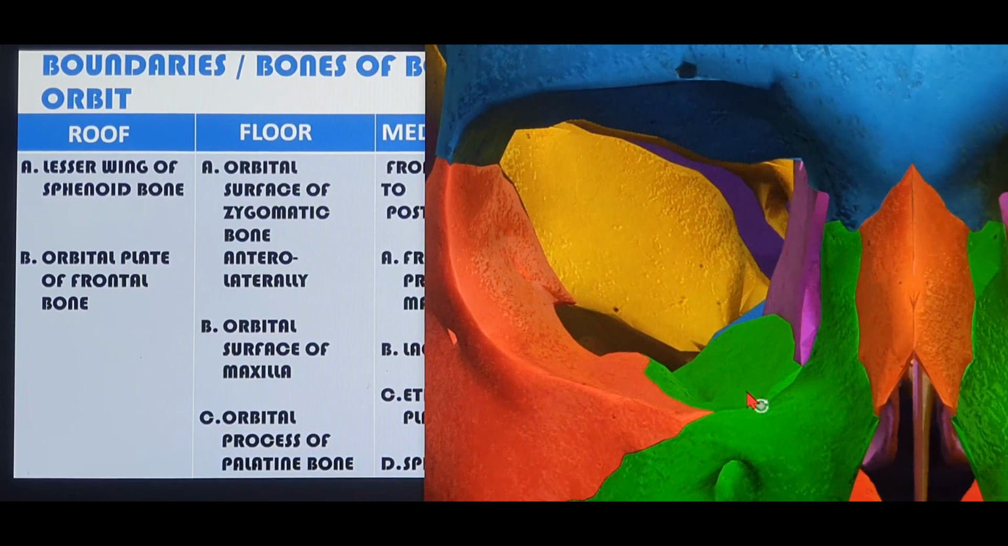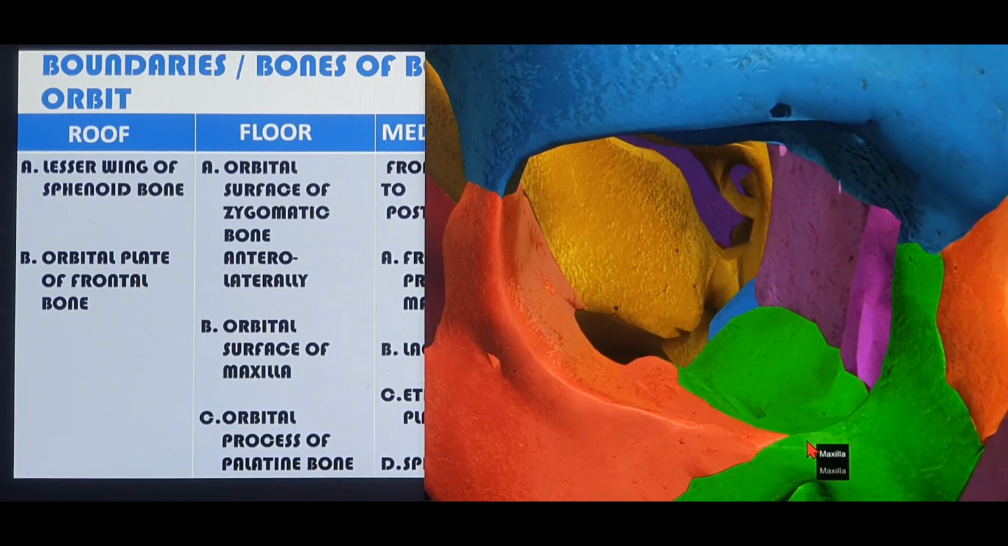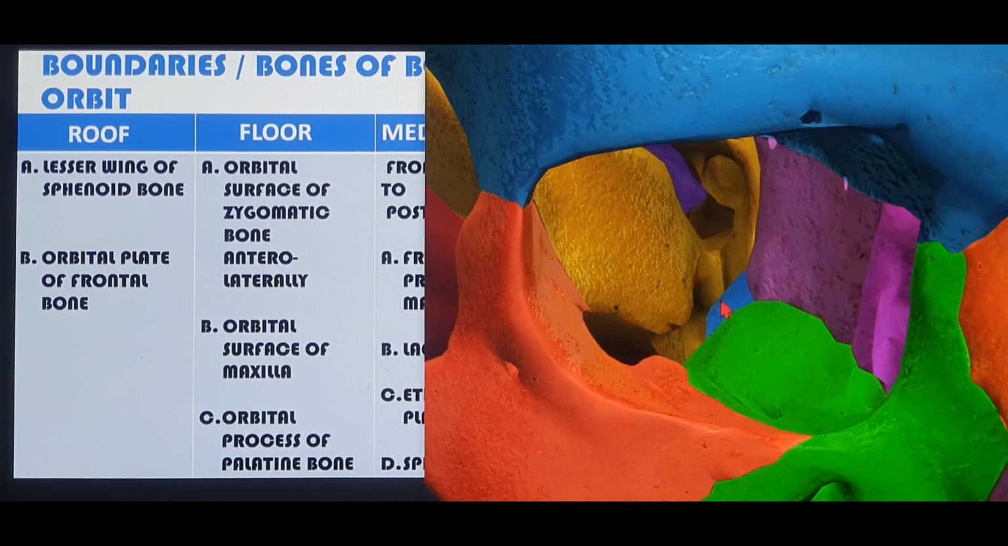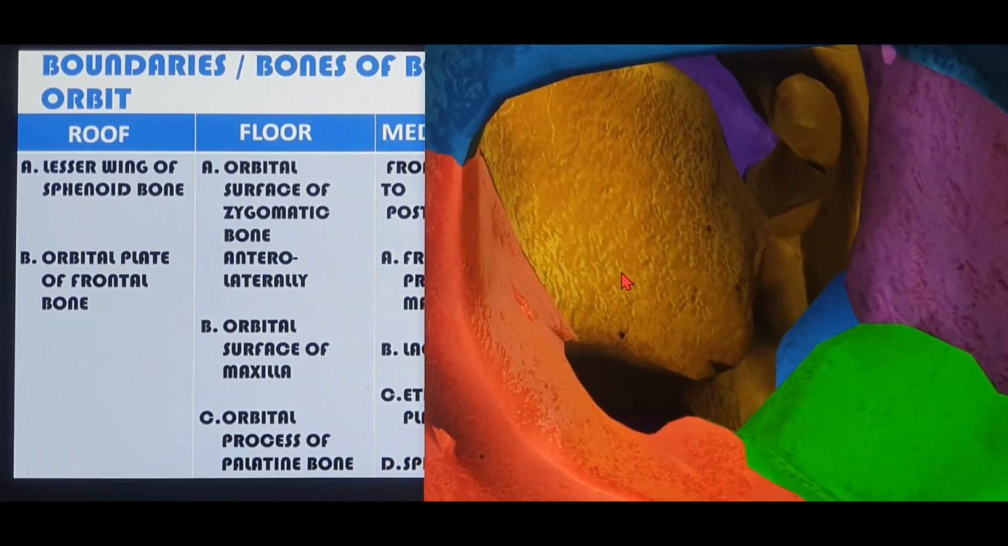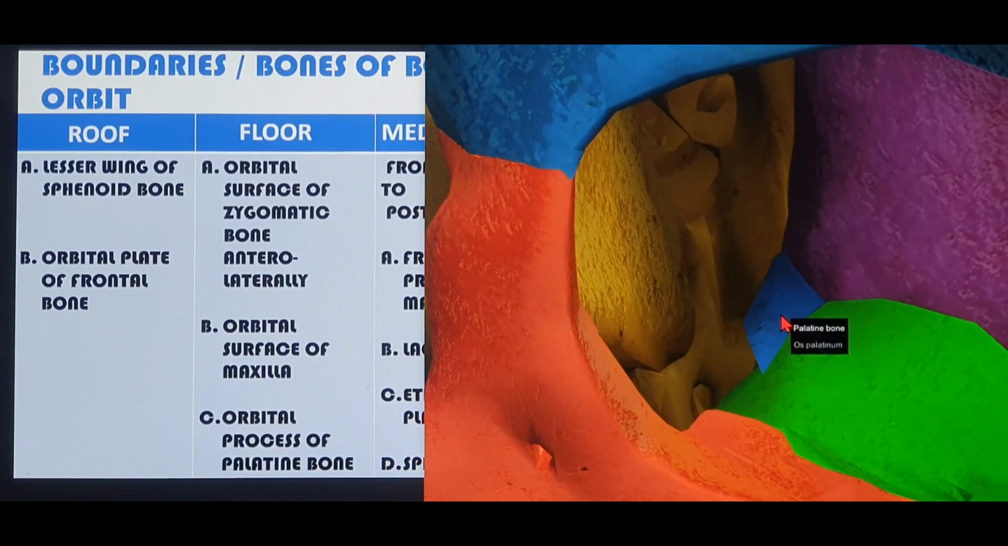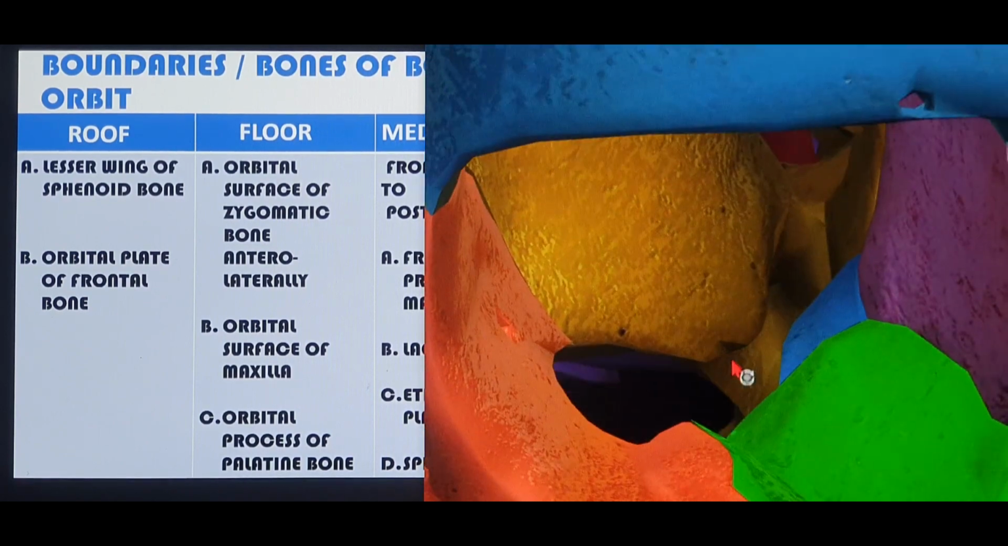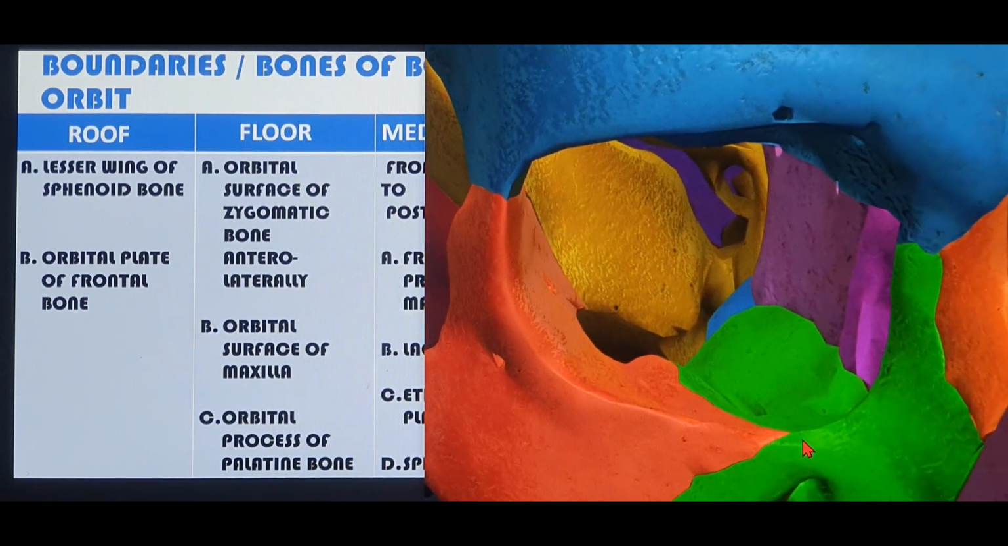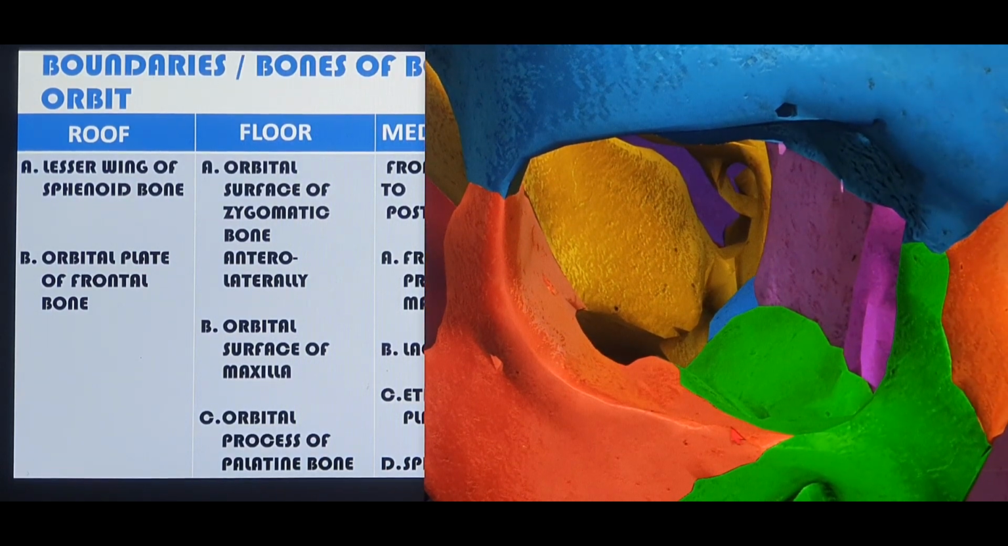The third one, which is a very small part, which is very hard to miss, is on the most posterior aspect. You can see a small, tiny blue color bone over here. That small blue color bone is the Palatine Bone. So that is nothing but the orbital process, now it's a process of the Palatine Bone. So three bones, as I can show you here: this part of the zygomatic bone, this part of the maxillary bone, and this part of the Palatine Bone. That's the floor of the orbit.